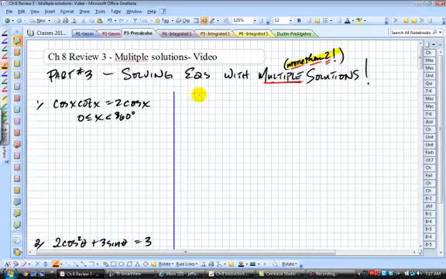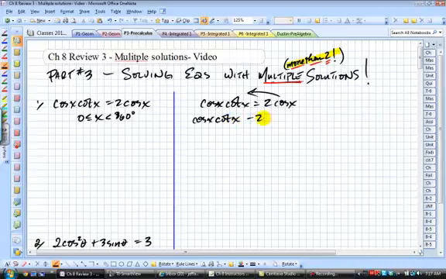Alright, so let's get started here. We've got cosine x times cotangent x equals 2 cosine x. I notice that I have a common factor here. So when I have a common factor, typically what we do is we get it to one side and factor it out. Okay, so let's do that. Let's set it equal to 0 here. And we have cosine x times cotangent x minus 2 cosine x, because I just subtract it and get it on the other side.